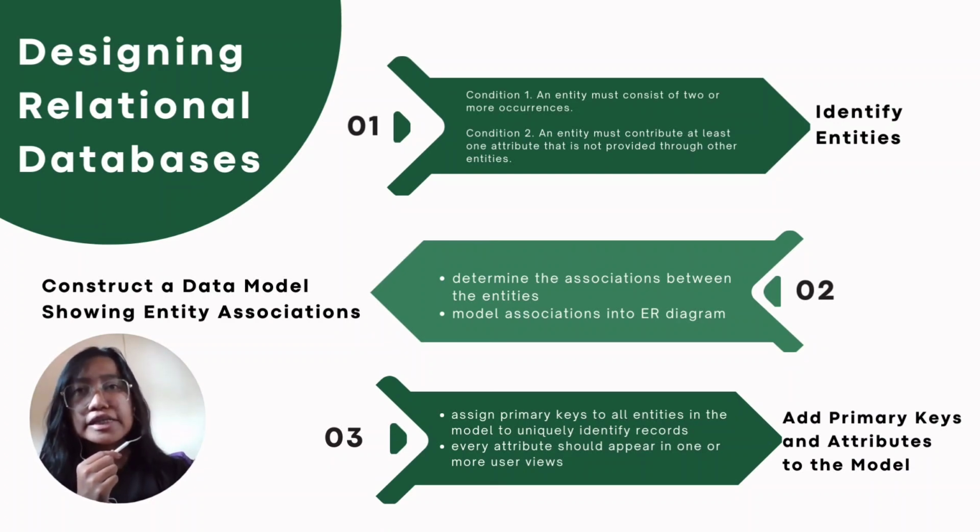The first condition is that an entity must consist of two or more occurrences, and the other one is that an entity must contribute at least one attribute that is not provided through other entities. So, let's have an example. Let's say that assuming that the organization has one purchasing agent, then purchasing agent candidate fails condition 1. If, however, more than one agent exists, condition 1 is met, but condition 2 may be a problem.